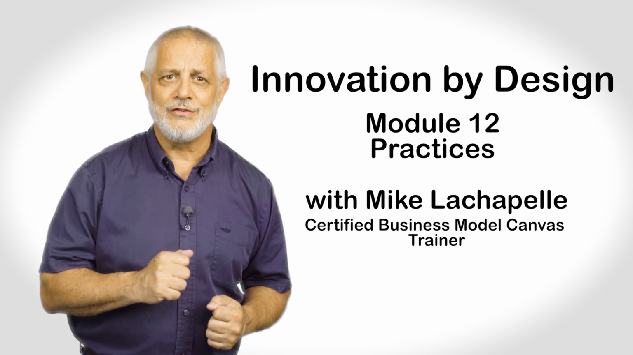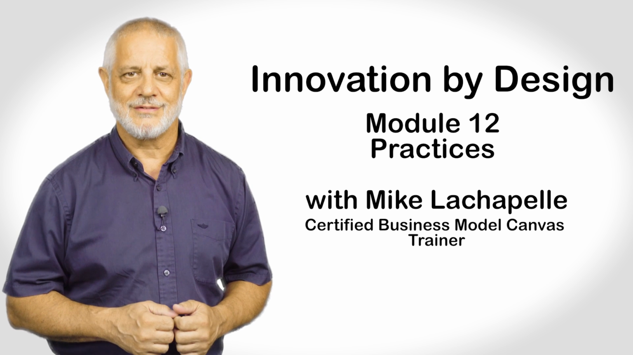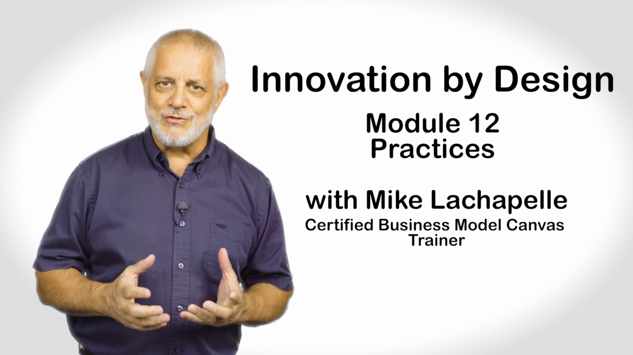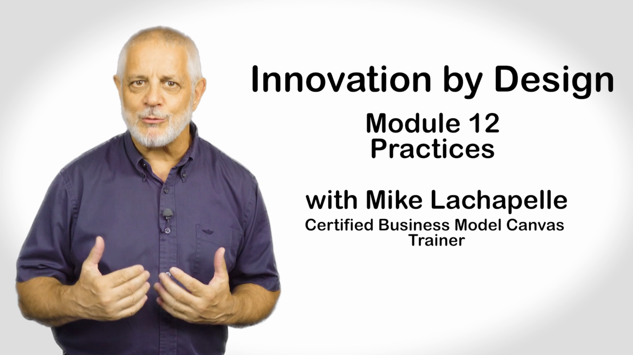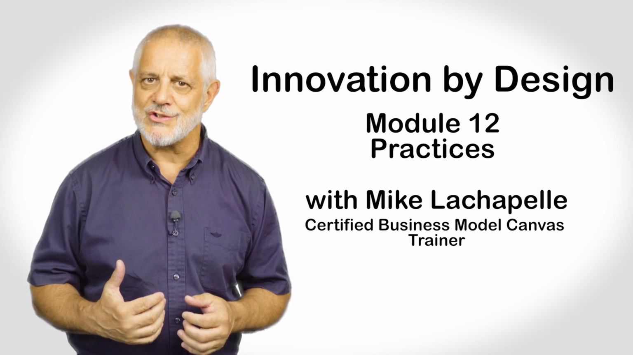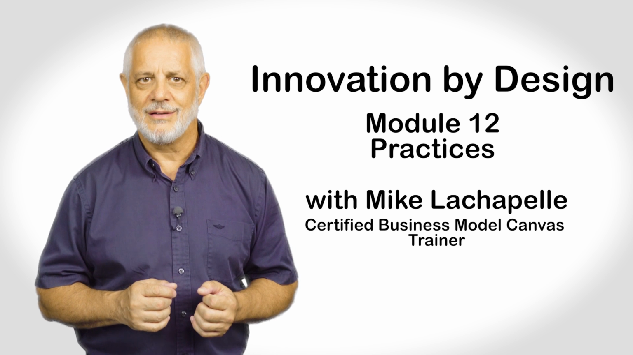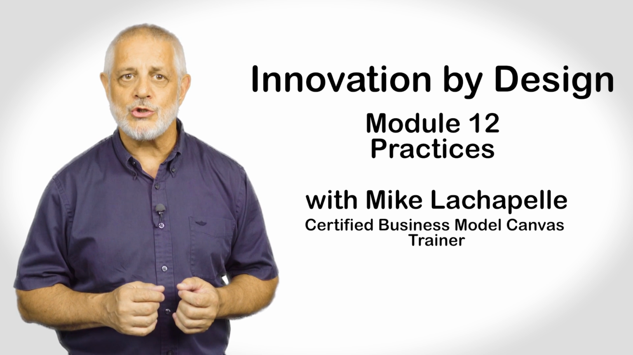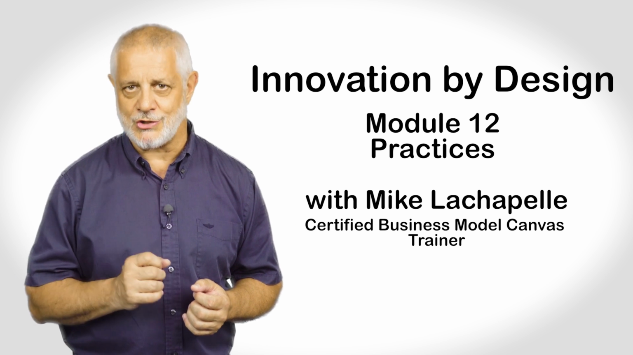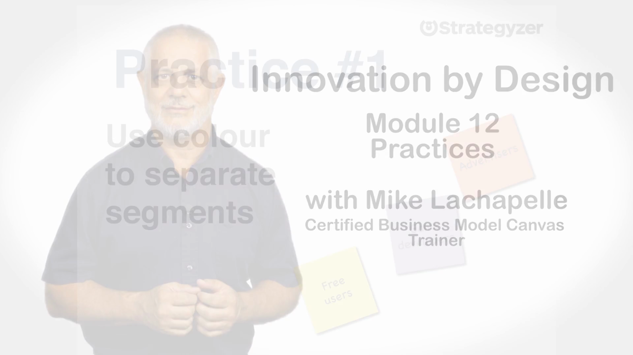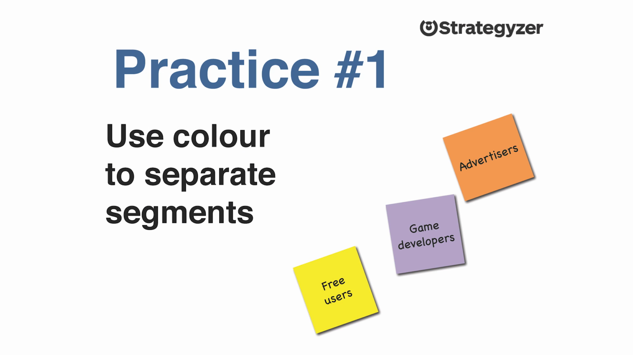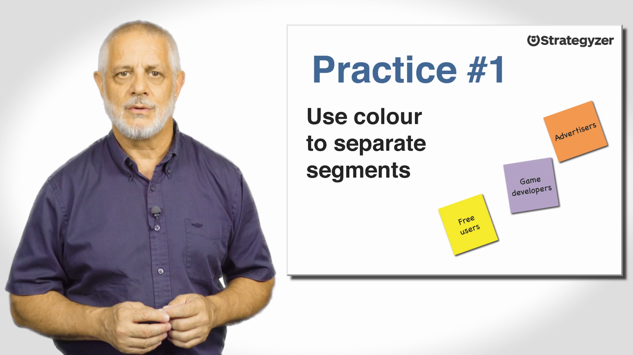This is Module 12 of the Business Model Canvas. Now, over years of using the Business Model Canvas, we've developed what we consider some best practices to help with clarity and understanding of the business model. In this module, we'll introduce you to the 6 best practices we teach. So let's get started. Practice number 1, use color to separate customer segments.